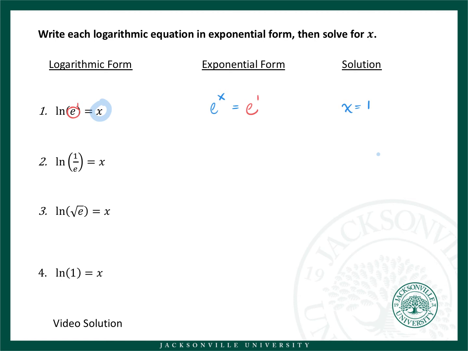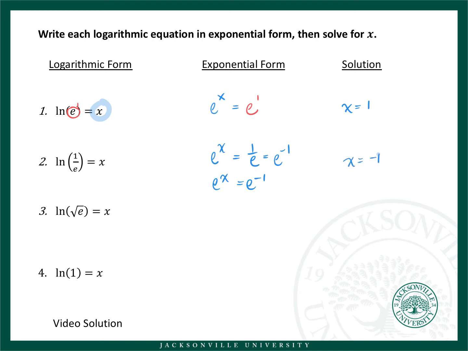So when you take the natural log of 1 over e, the x that you get is the power you raise e to get that 1 over e. We can rewrite 1 over e as e to the negative 1 power. So that means e to the x is equal to e to the negative 1. So the natural log of 1 over e is equal to negative 1.